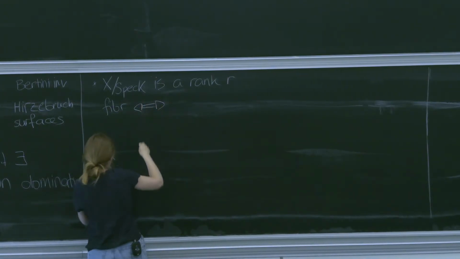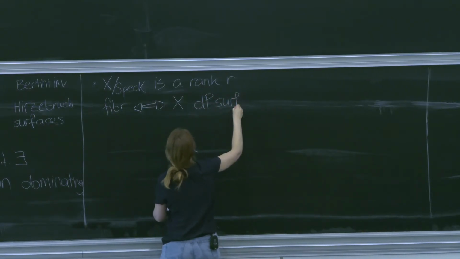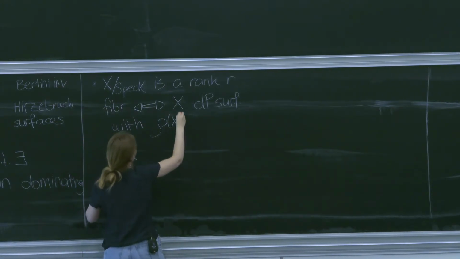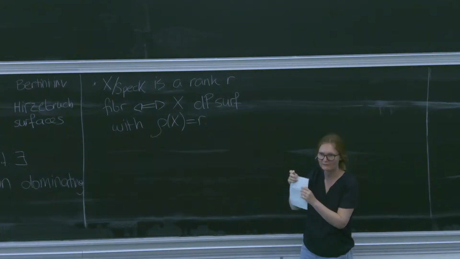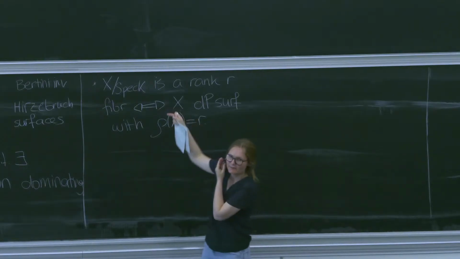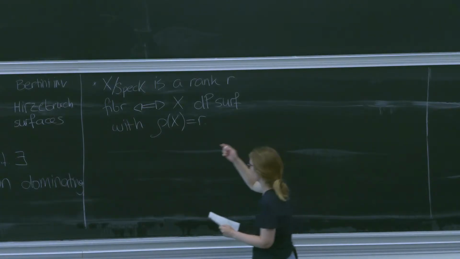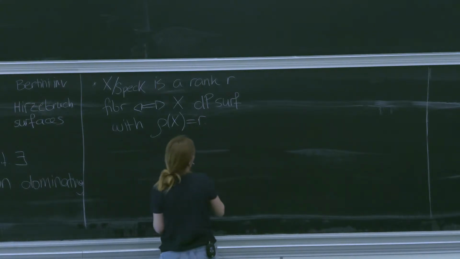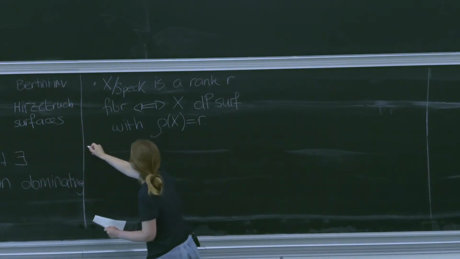exactly if X is a Del Pezzo surface of Picard rank r. So this comes directly out of the definition of a rank r fibration if we take the base to be Spec K. So I want to do one quick other construction in the surface case, and this is going to be with Severi-Brauer surfaces.